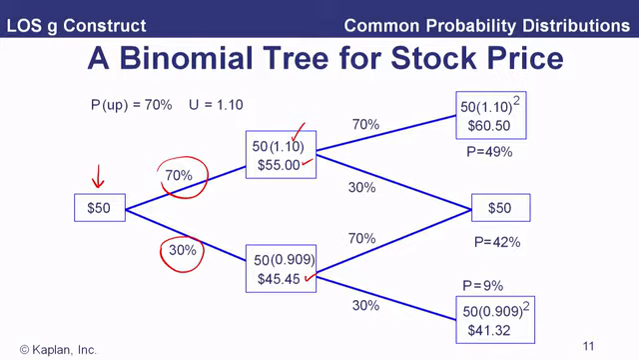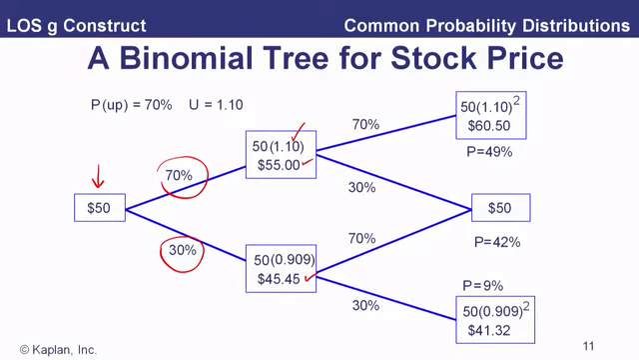And then we've got a second period here. Now, a binomial tree can be for many, many periods. For level 1, we're just focusing on how this works and how it's structured. So we're looking at a 2-period model. So in the second period, we've got the same game. Probability of an up move, 70%.